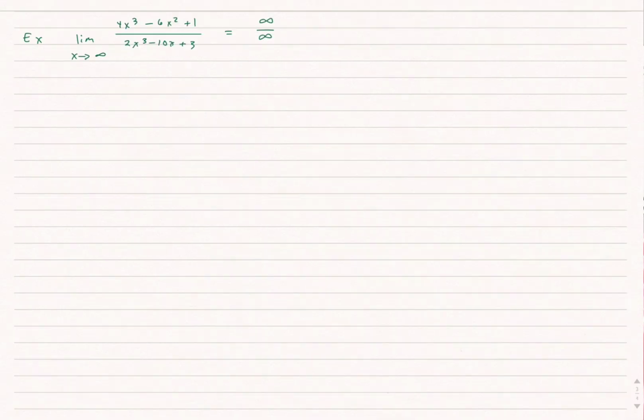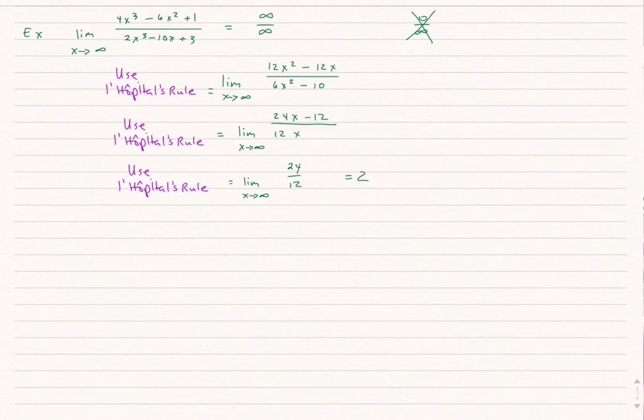If I have the limit as x approaches infinity of 4x cubed minus 6x squared plus 1 divided by 2x cubed minus 10x plus 3, I find that this is infinity over infinity, which again is an indeterminate form. 0 over 0 and infinity over infinity. Remember, 0 over infinity is not an indeterminate form. I think I'm going to have to take L'Hopital's rule and use it several times. Specifically 3 times, before I finally get to the form of this equaling 2.